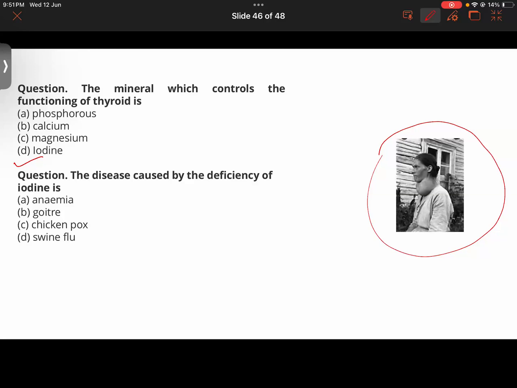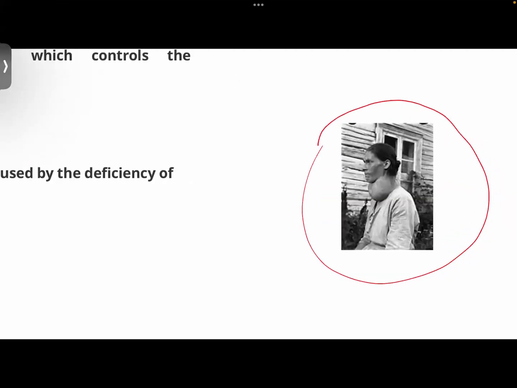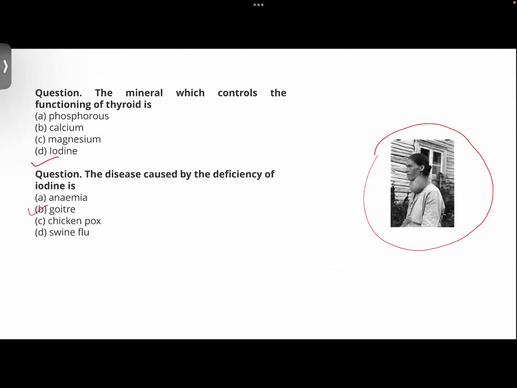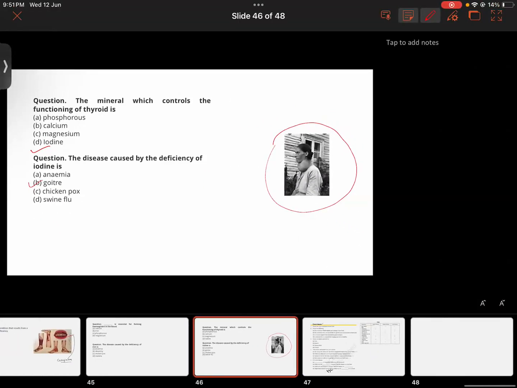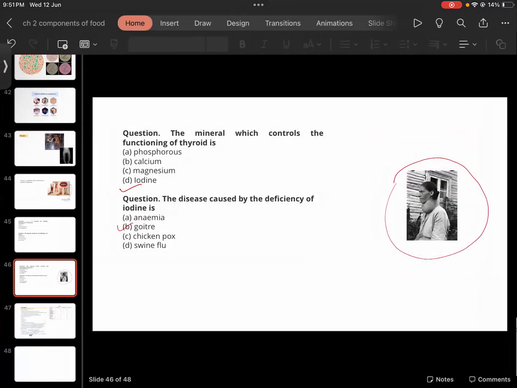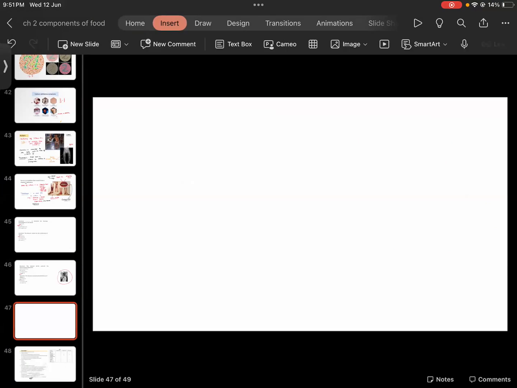The disease caused by the deficiency of iodine is goiter. That is goiter. Very good. As you can see in this image, that is goiter. There are a few more questions, but this anemia was left to be discussed just now. This was added in the slide, but that somehow got deleted.